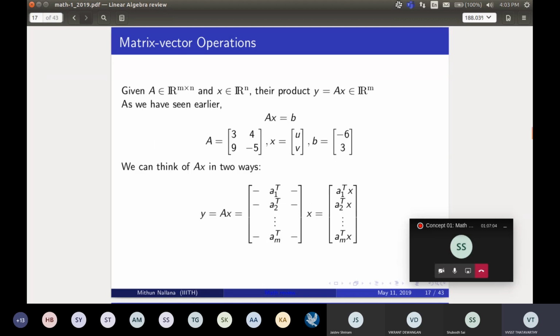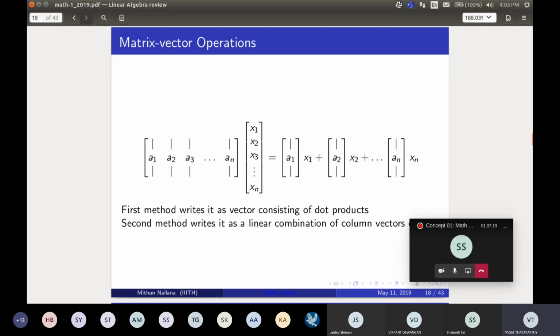And that is what even operating all these, I mean, you multiply these vectors 3 into u plus 4 into v. So that is actually being represented here in terms of Ax, because you get the output as a column vector also again.